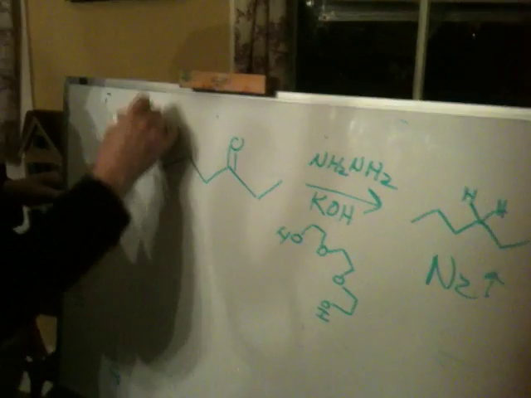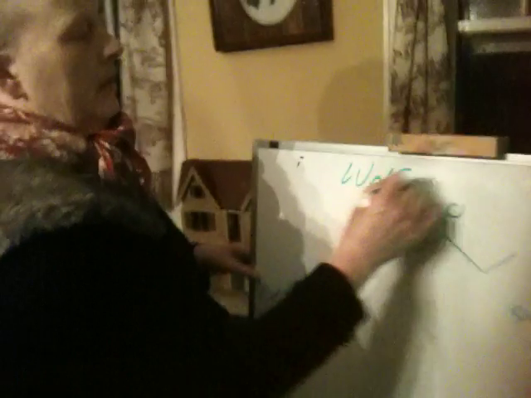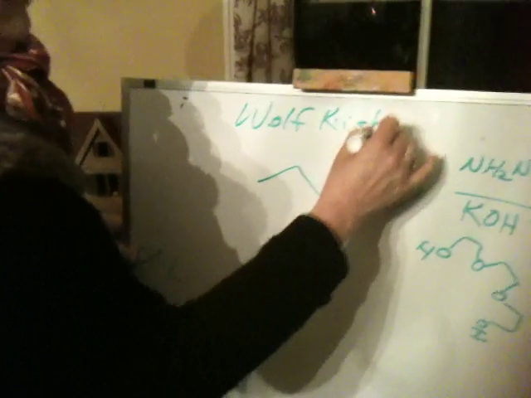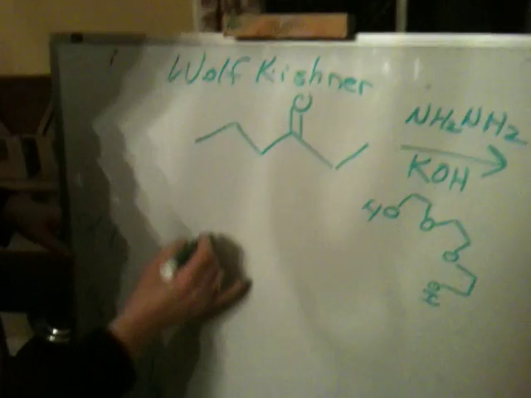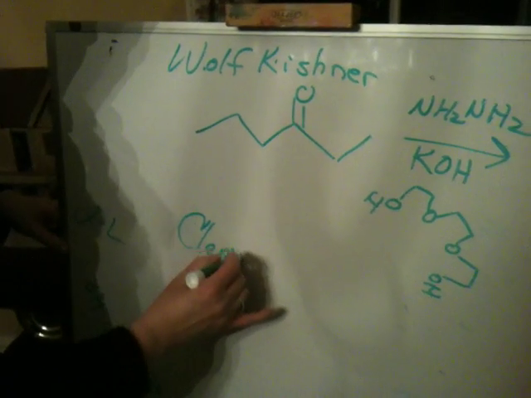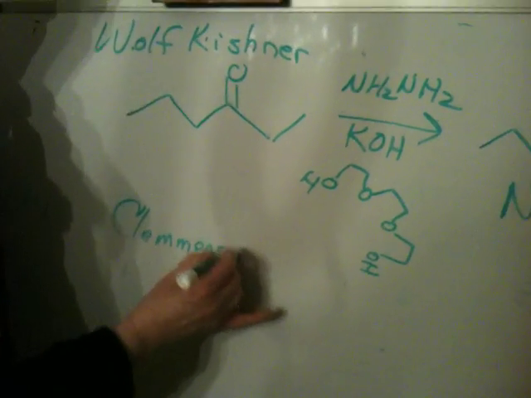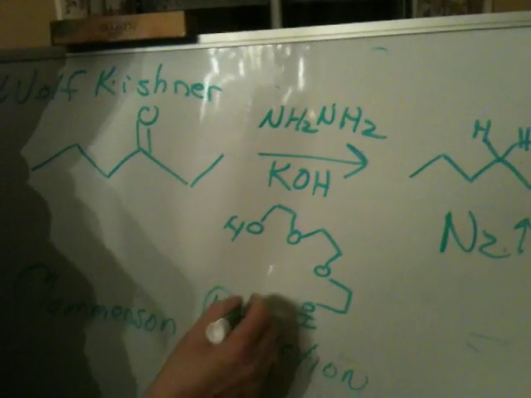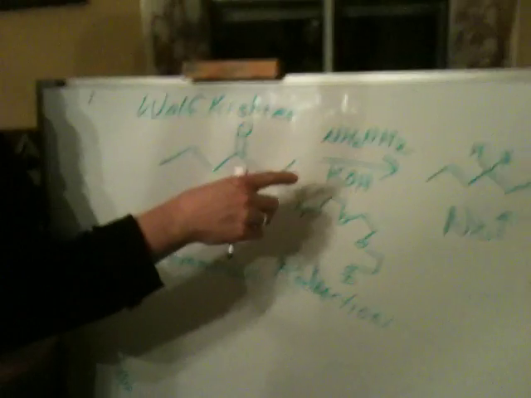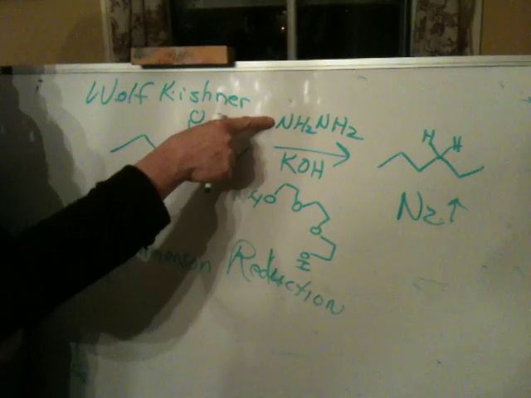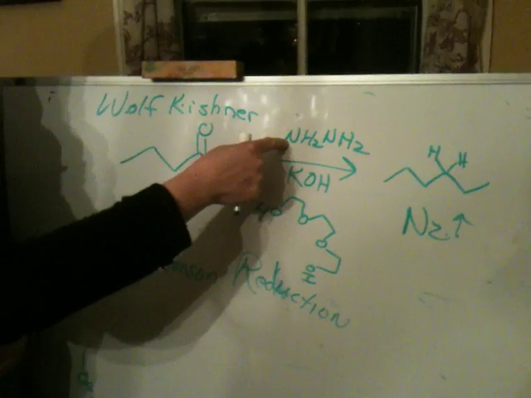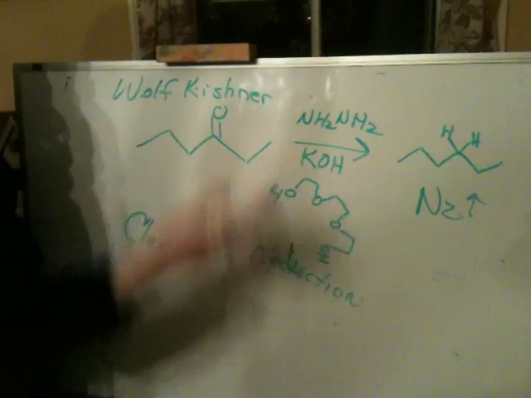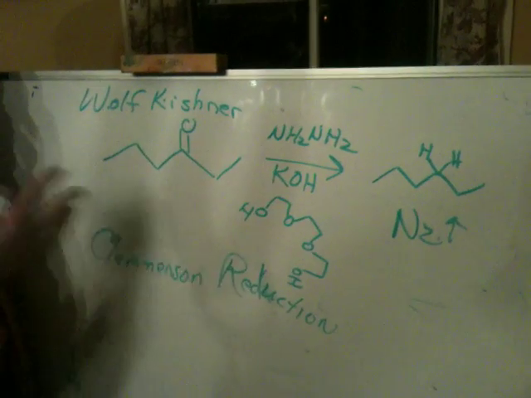Now, this is the Wolff-Kishner. There's a companion reaction from a synthetic perspective called the Clemmensen reduction. Now, what would be a companion to this reaction from a synthetic standpoint? This reaction is basic. You can tell from the conditions. You have what is essentially a diamine, which is basic, and you have KOH, which is basic. And the way we wrote the mechanism was all basic.